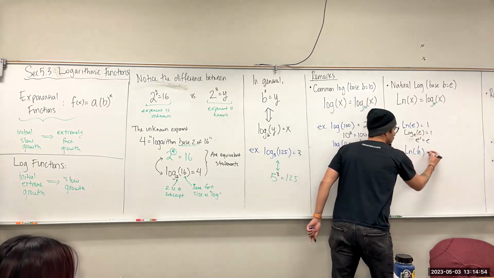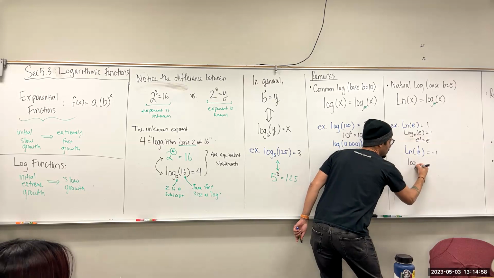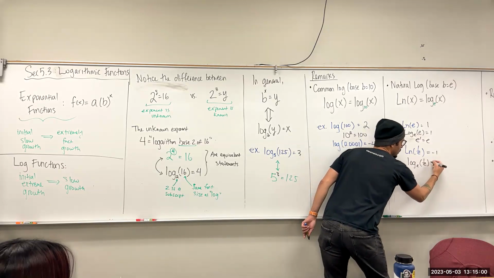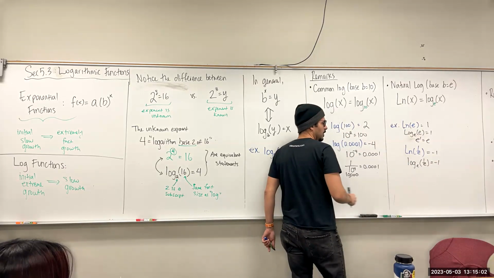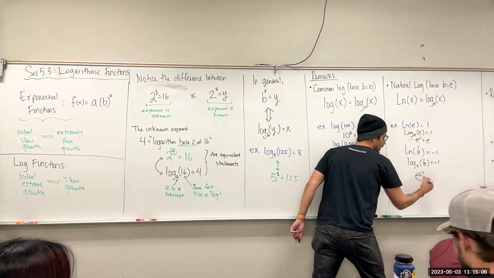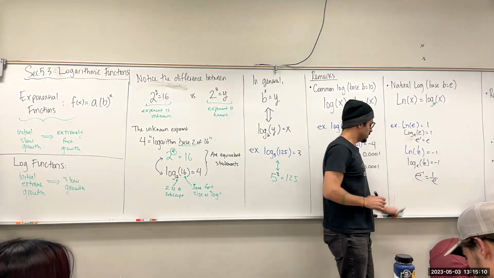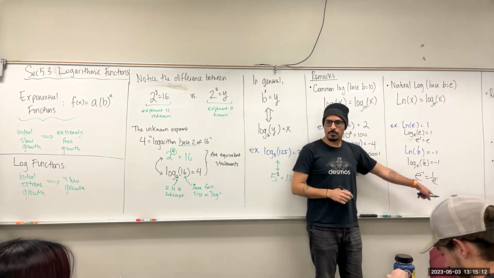Now for this one, what did you guys get? -1, and that's because this is log base e. So I'm doing e to the power of -1, which is 1 over e. Is that true? Yeah, right, because it's a reciprocal.